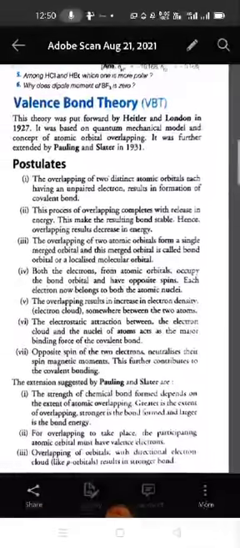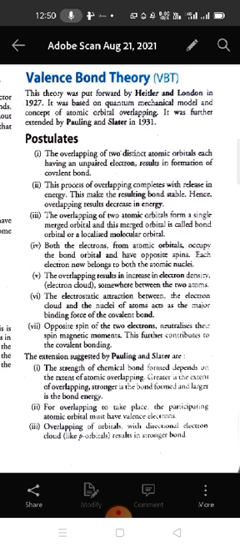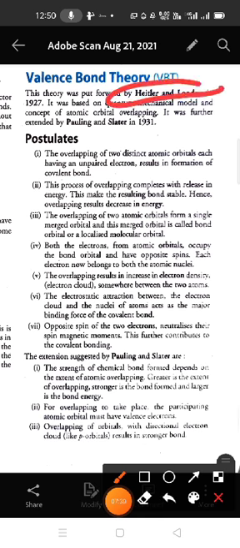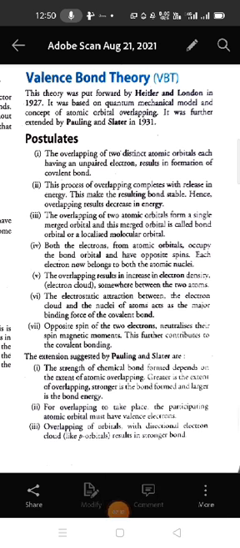Now we have to study VBT or valence bond theory. This theory was put forward by Heitler and London in 1927. It was based on the quantum mechanical model and the concept of atomic orbital overlapping. It was further extended by Pauling and Slater in 1931.